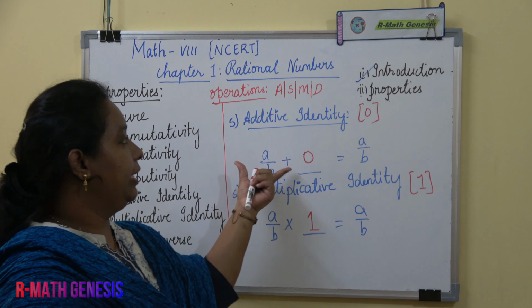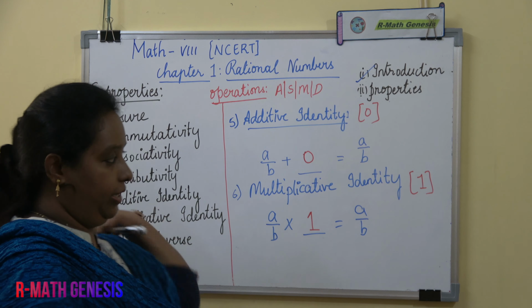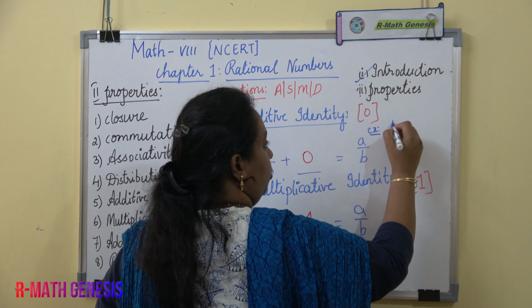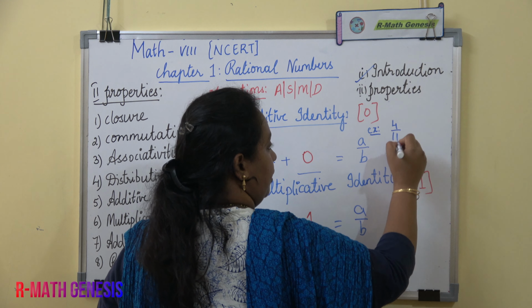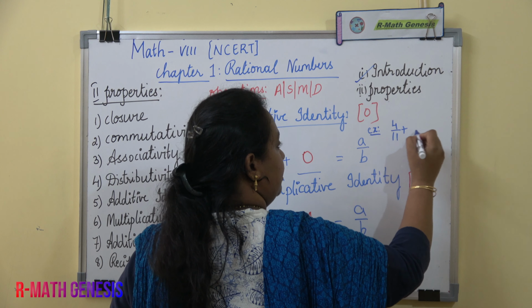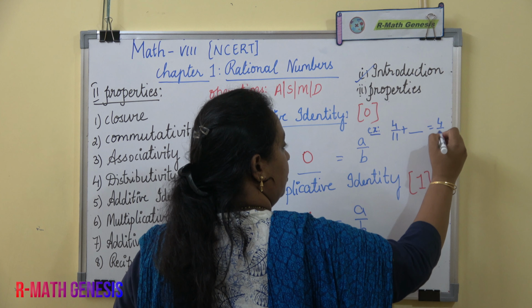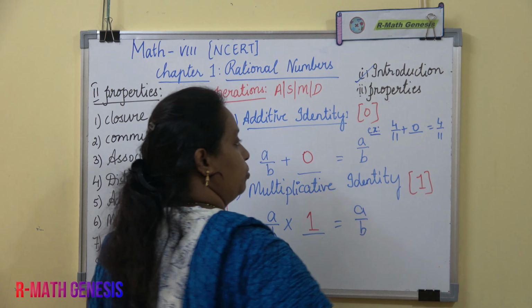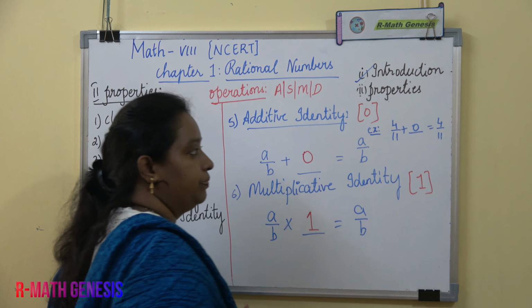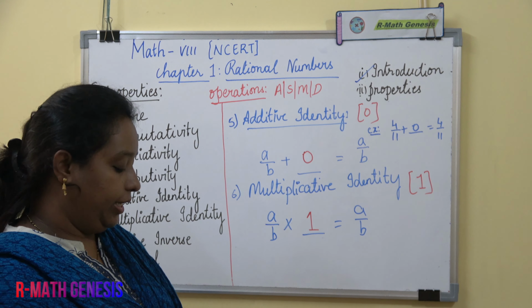Let me take some examples for the additive identity. If you take one example, 4 by 11, and add some number, you should get 4 by 11. So what is it? 0. Any number, if you add 0, you will get the same result. So 0 is called the additive identity, and when you multiply by 1, you get the same answer. So 1 is called the multiplicative identity.